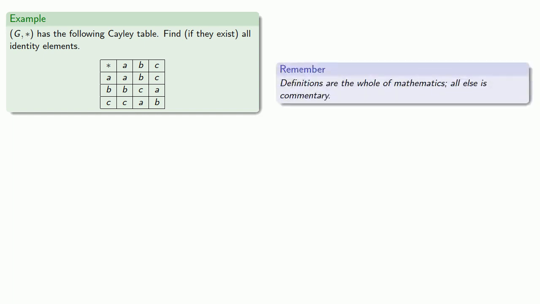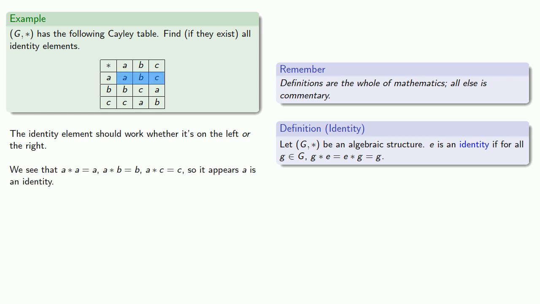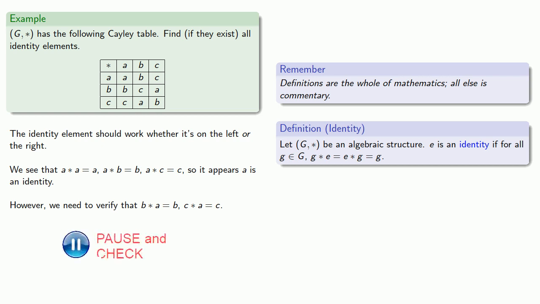So remember, definitions are the whole of mathematics. All else is commentary. Our definition of the identity tells us that the identity element should work whether it's on the left or on the right. So we see that A star A is A, A star B is B, and A star C is C, so it appears that A is an identity. However, we need to verify that it also works on the right, so we need to verify that B star A is B, and C star A is C, which it does, and so A is an identity.